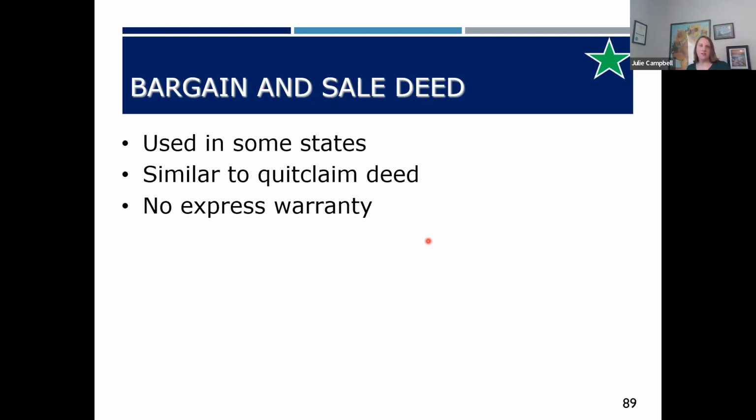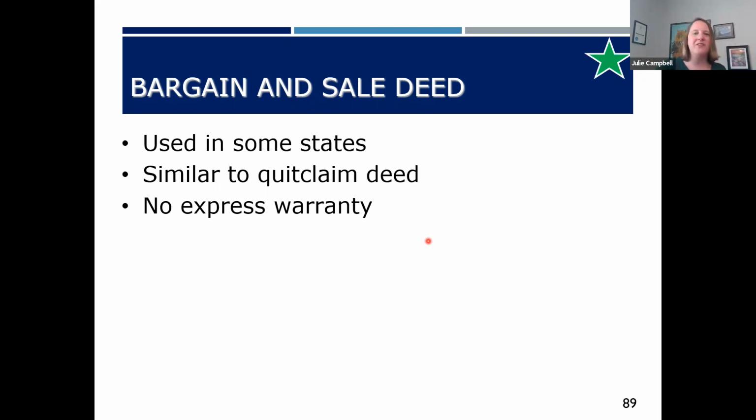Does this sound a little risky to you? Yeah, me too. Do y'all think of the bin in the back of the store with the bargain and sale? When you think of a bargain sale, that's what we got with this deed. It's the bin in the back of the store.